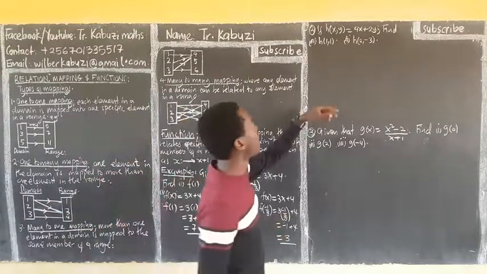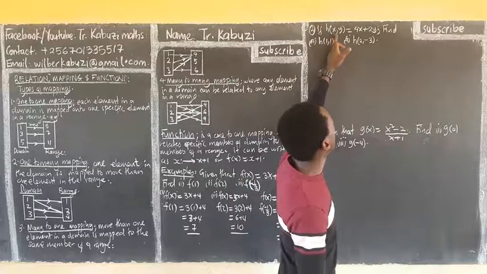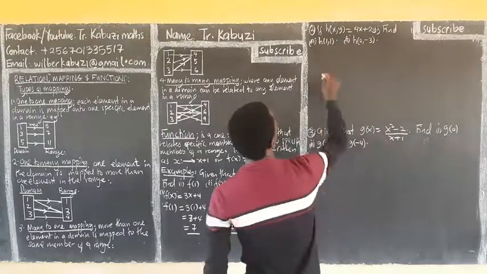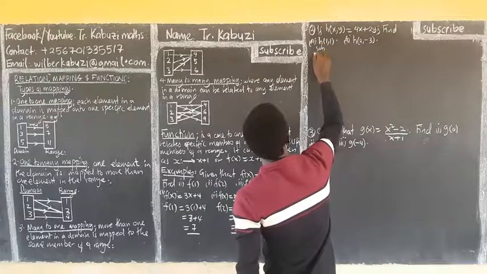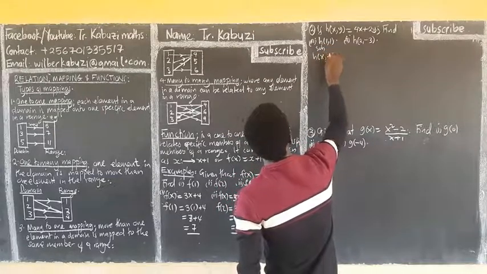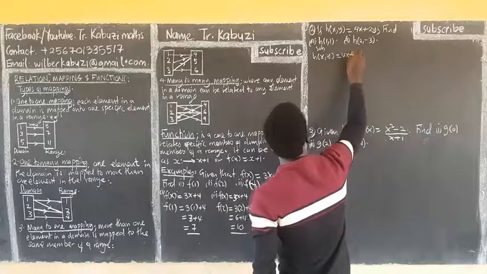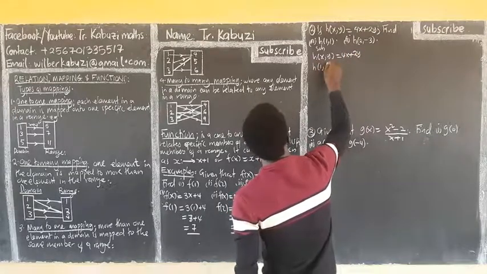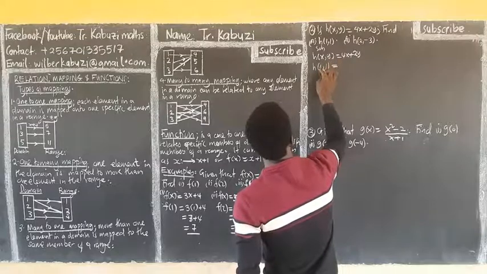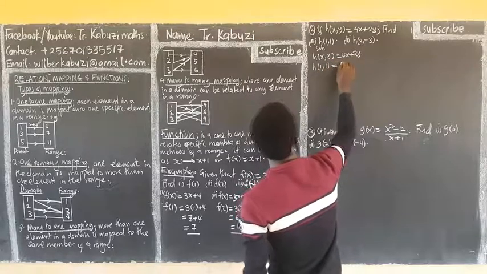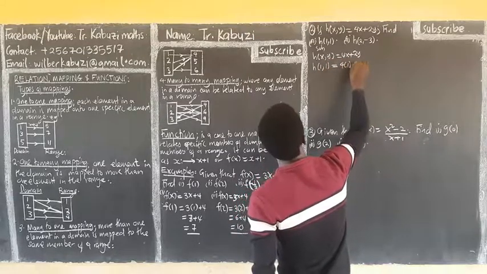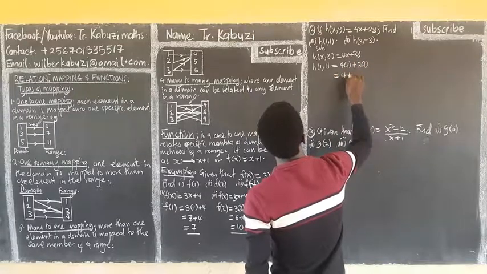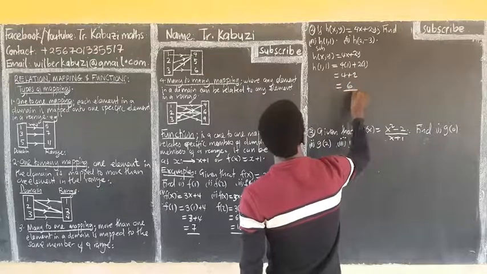Okay, let us go to this one. Now this one has two variables, x and y. The idea is the same. Substitute the way they are saying. Our original function is h of x, y equals 4x plus 2y. So what about h of 1, 1? It means that where there is x, put 1, where there is y, put 1. So it's going to be 4 times 1 plus 2 times 1. This will be 4 plus 2, which will be 6.